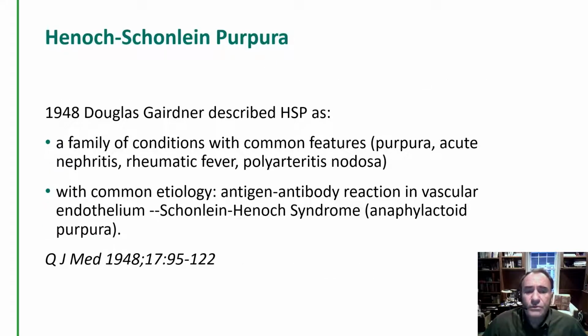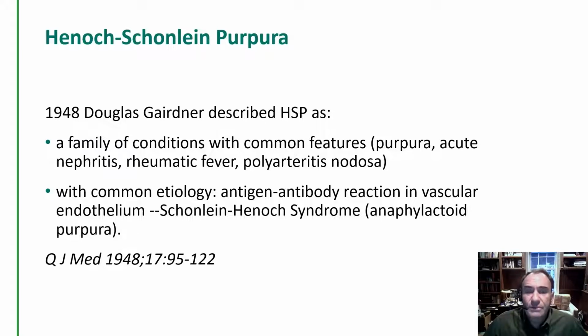Henoch-Schönlein purpura was first used as a name for the condition known as that in 1948 when it was described in the Quarterly Journal of Medicine. And this physician, Douglas Gairdner, described a family of conditions with some common features: purpura, acute nephritis, rheumatic fever, and what was called then polyarteritis nodosa in 1948. And based upon some research, felt that there was a common etiology, some sort of antigen-antibody reaction that was occurring in the vascular endothelium.